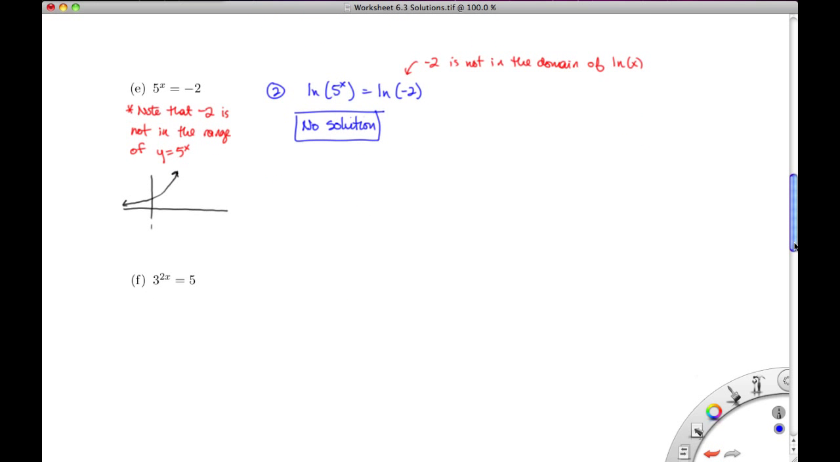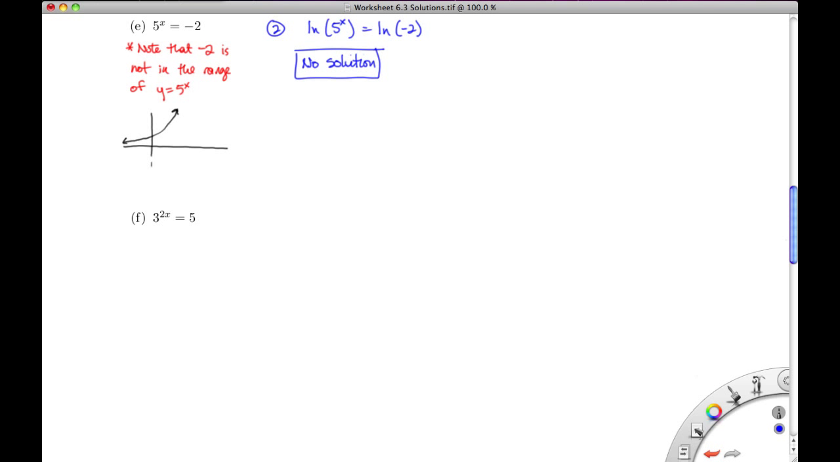So now we can move on to F. In problem F, again, there's no easy way to write 5 as an exponential with base 3, so we'll go ahead and use the technique of taking the ln of both sides. So we'll take the ln of 3 to the power of 2x. We'll take the ln of 5. We'll use properties of exponents to rewrite the left side as 2x times the ln of 3 is equal to the ln of 5.